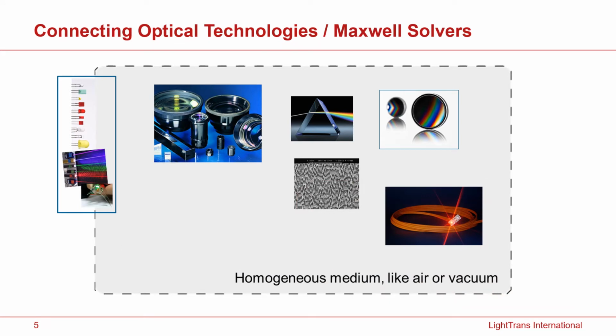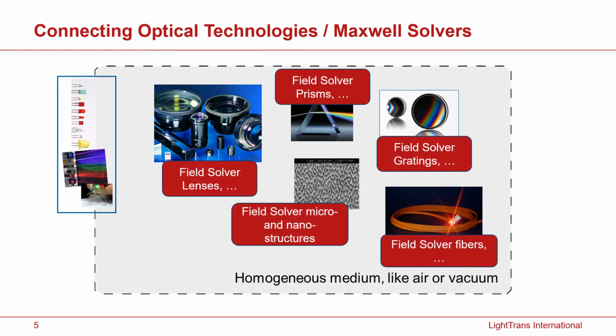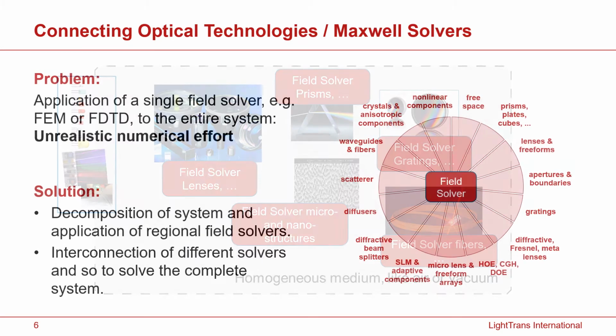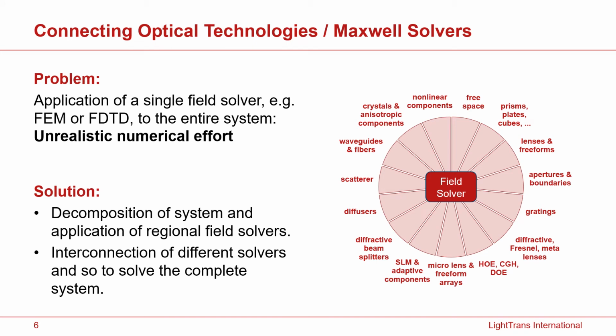What I mean by that, let's just take some examples. If we consider, for example, a complicated modern optics system, you might find different types of components, like lenses, prisms, gratings, micro and nanostructures, fibers, and so on. And for each type of component, there might be a corresponding efficient and suitable solver for these kinds of cases. That's exactly the basic idea of VirtualLab.